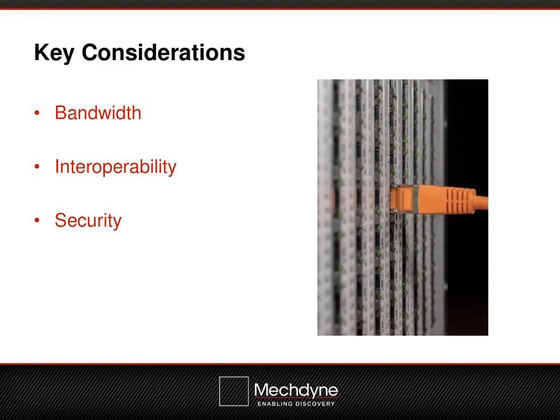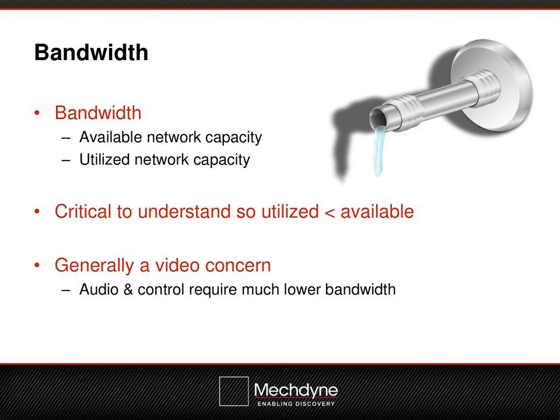So what are some of the key considerations that you might want to think about as you're considering AV over IP? Well, a few of them are bandwidth, interoperability, and security. So let's talk about bandwidth first. The term bandwidth can refer to a couple of different things, so you want to understand what it means in context. Bandwidth might mean the total available capacity of a network. And that term is also used to refer to the actual used network capacity.